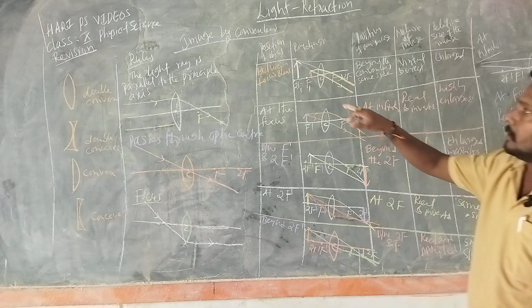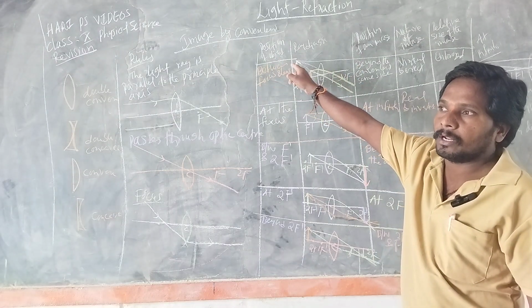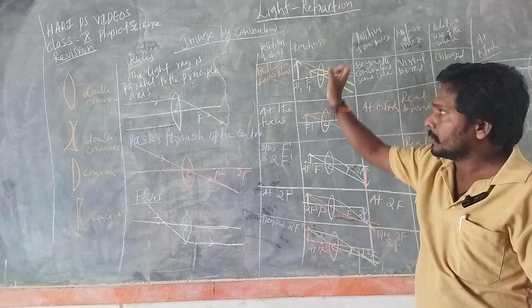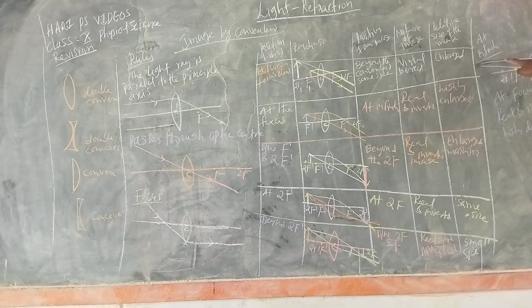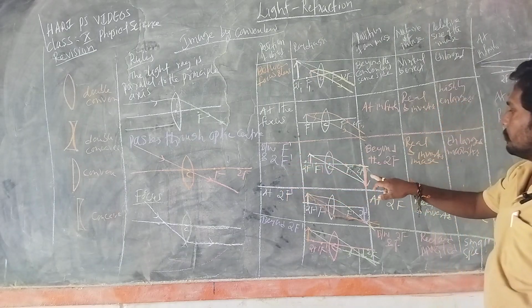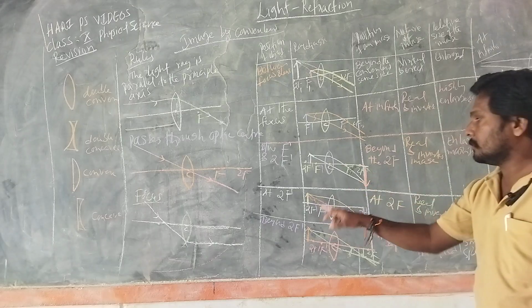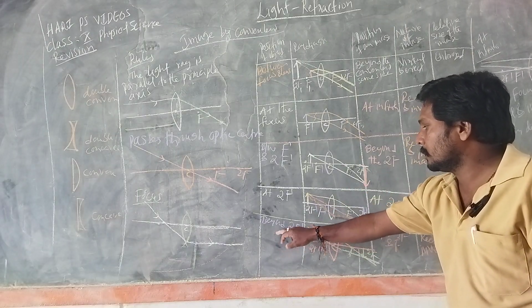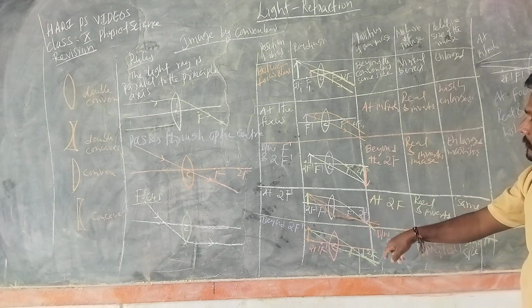Between focus and lens, with the object on the lens side, a virtual and erect, enlarged image is formed. At the focus, the image is formed at infinity. Here it is opposite: between f' and 2f the object is placed, and the image is formed behind the 2f. If the object is at 2f, the image is formed at 2f. Right?